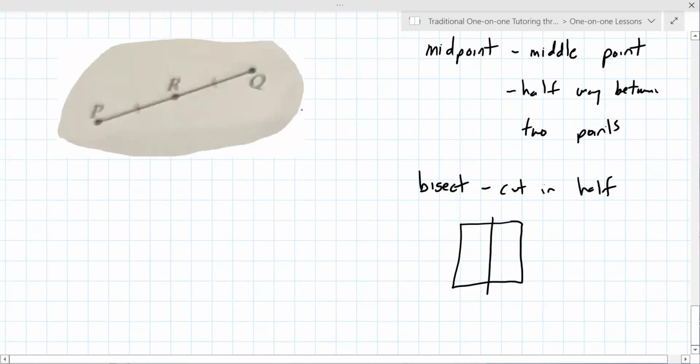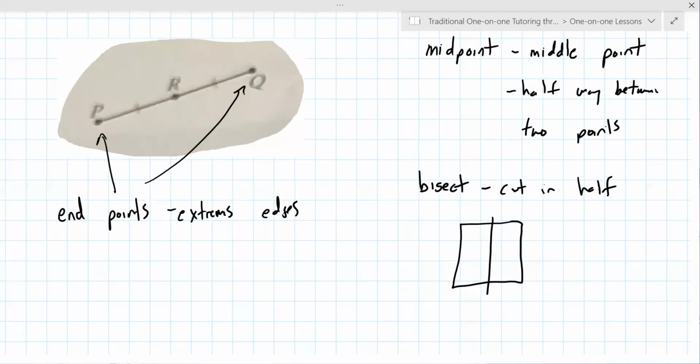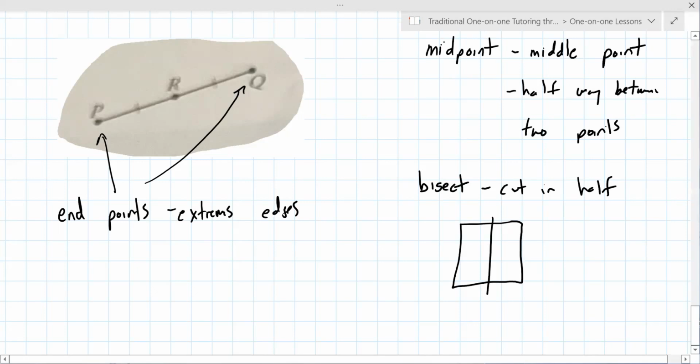So when you look at this picture here, let's first talk about what are called the end points. The end points are the extreme edges. What are the end points? The end points are the circle ones. What are the letters associated with the end points? P and Q. Okay. So they are not the midpoint. The midpoint is right in the middle of P and Q.